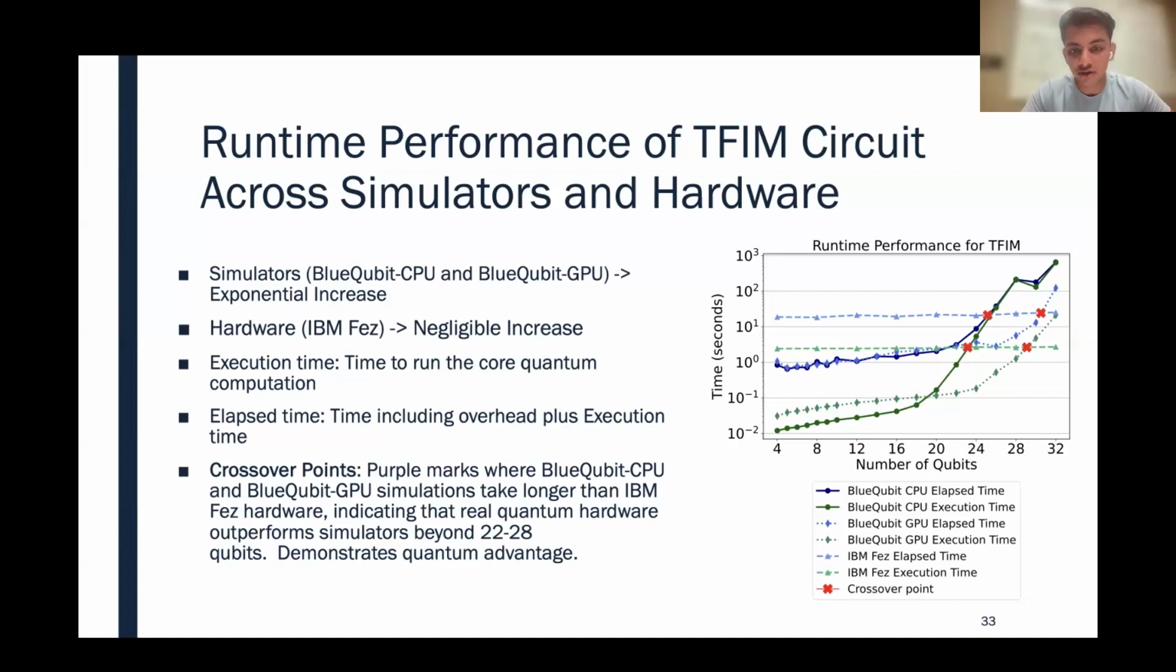And there are 4 different crossover points marked with a red cross, and those points indicate at what number of qubits the hardware device outperforms these classical simulators. These are very high-performance simulators, and this is something we already know theoretically. Simulators should take more time than the hardware, but this graph just quantifies what we already know. Moving to the next slide.